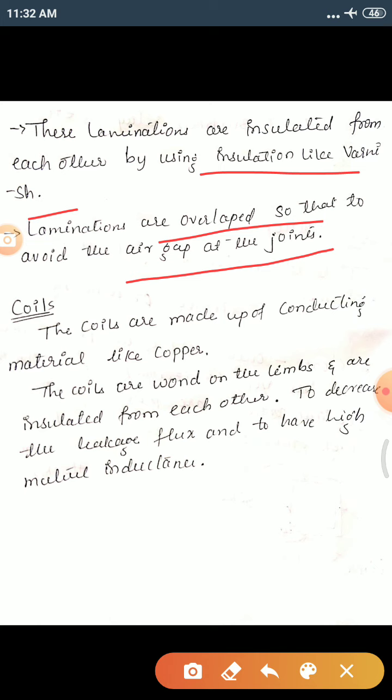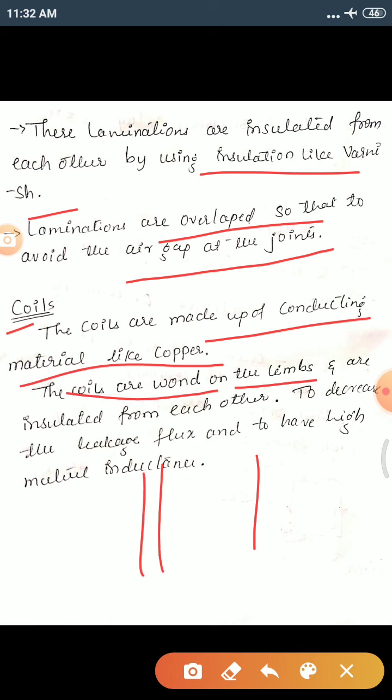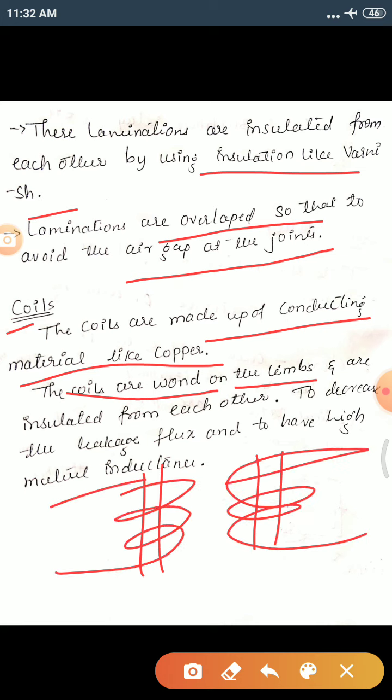Next we have the coils. Coils are made up of conducting material like copper. As you know, the windings or coils are made of conducting materials like copper, and these are wound on the limbs, on the primary side and secondary side. What is the function of it? Its function is to carry the current produced by the flux.